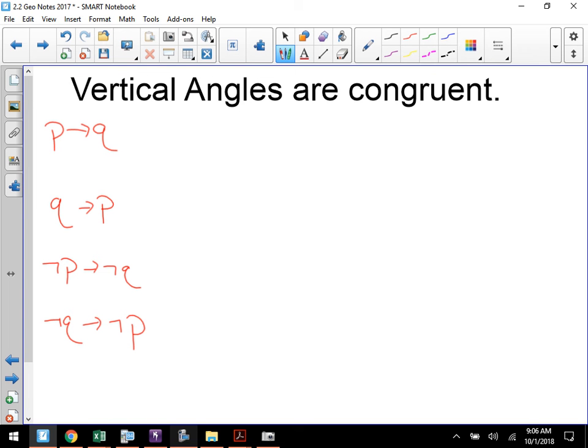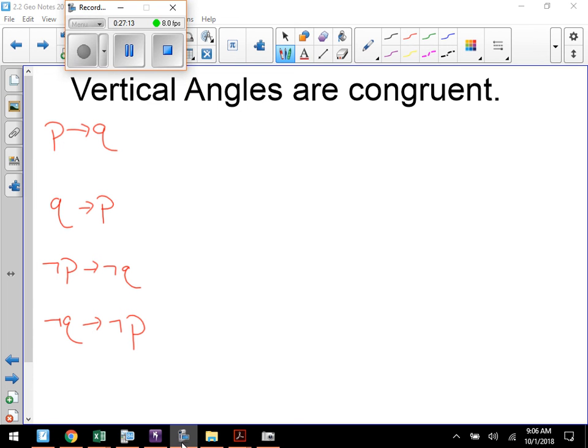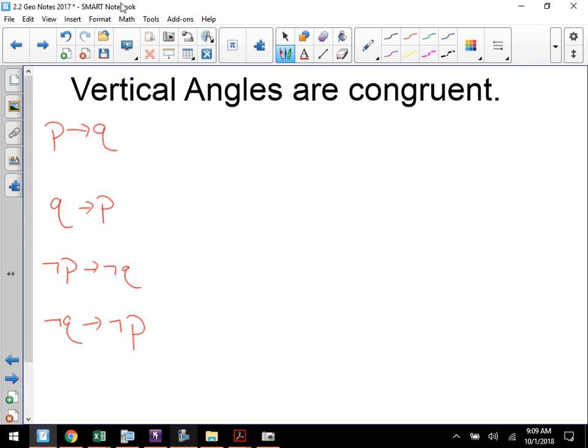Take a minute, write it out for those. Write it out for this one. Not the world's most difficult stuff. If you have vertical angles, then they are congruent. Is it okay to use symbols? Yes, ma'am.